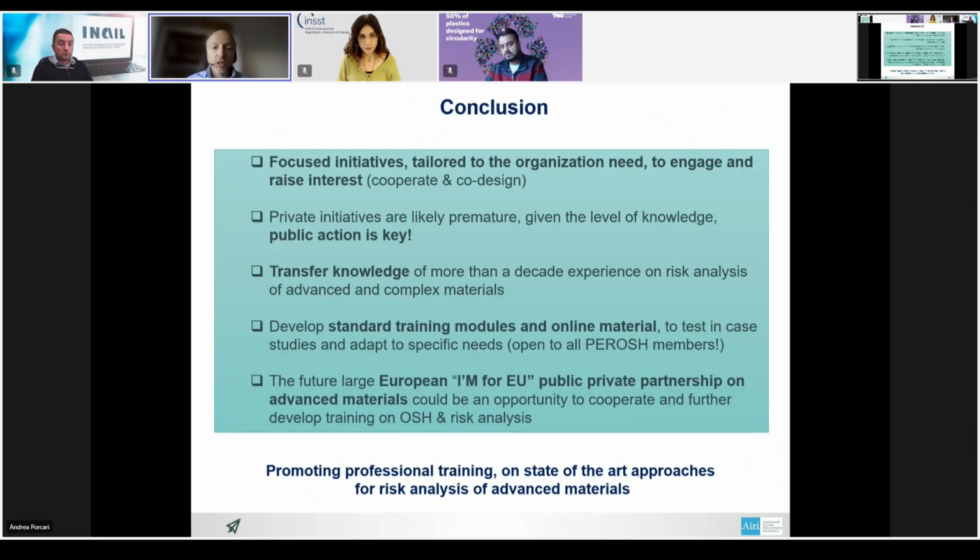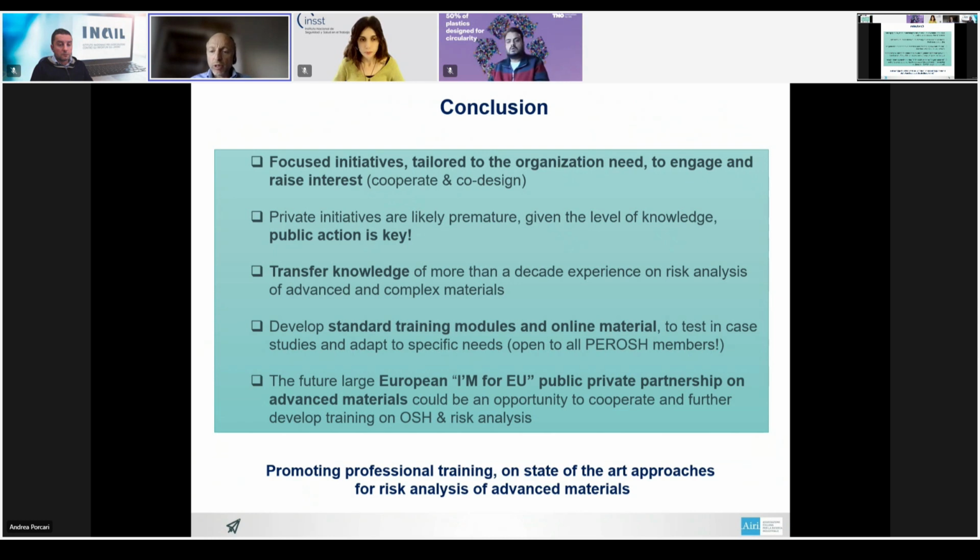So in conclusion, we need focused initiatives tailored to the organization's needs to engage in rising trends. So a kind of cooperating and co-designing the training with the target organizations. Our impression is that private initiatives are likely premature given the level of knowledge. So public action here is key. It's important, we think, to transfer the knowledge of more than a decade of experience on risk analysis of advanced and complex materials.